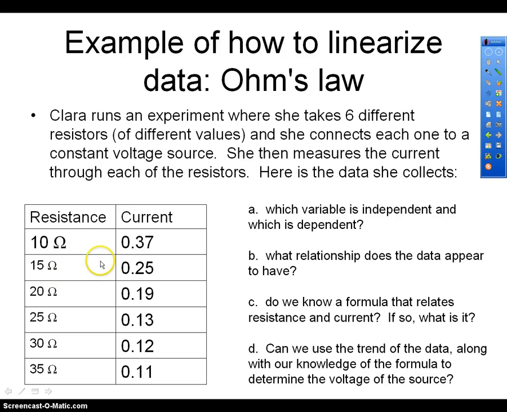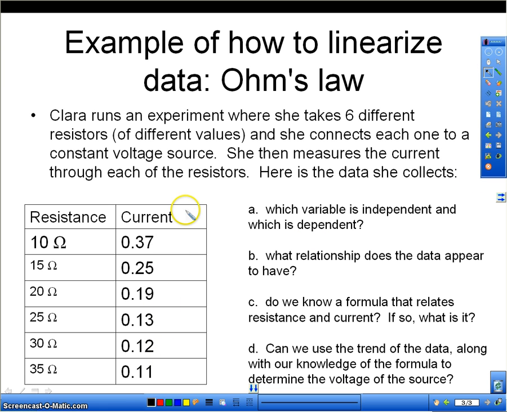So she gets a data table with all 6 resistors that she measured and all of the currents. Let me remind you, the symbol that we use for current is the letter I, and the unit is an amp. I didn't put amps in the table, but you should put the letter A all the way down, since all of those are measured in amps. Also remember that the symbol we use for resistance is the letter R, and the unit is ohms.